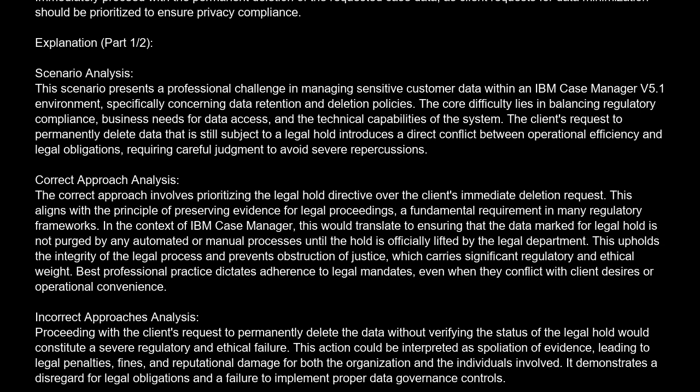Incorrect approaches analysis. Proceeding with the client's request to permanently delete the data without verifying the status of the legal hold would constitute a severe regulatory and ethical failure. This action could be interpreted as spoliation of evidence, leading to legal penalties, fines, and reputational damage for both the organization and the individuals involved. It demonstrates a disregard for legal obligations and a failure to implement proper data governance controls.